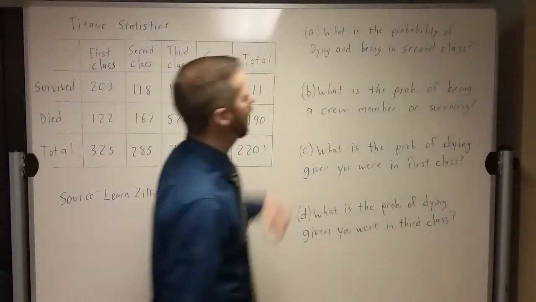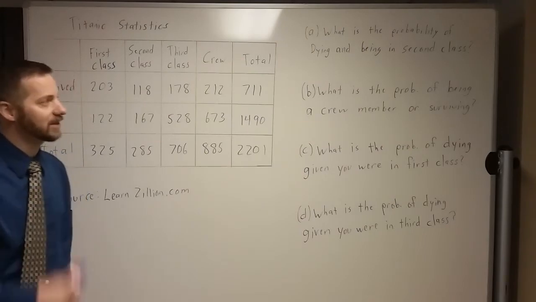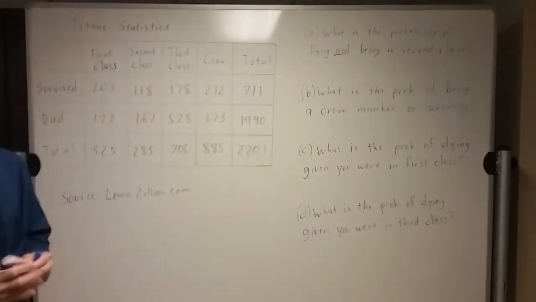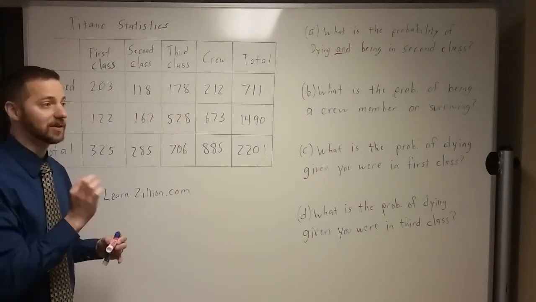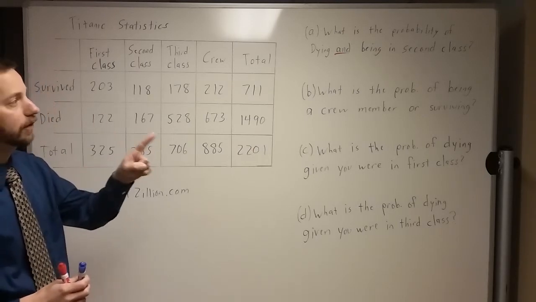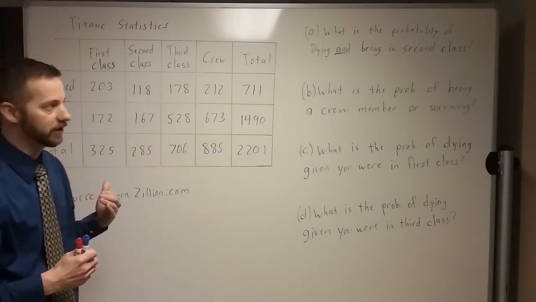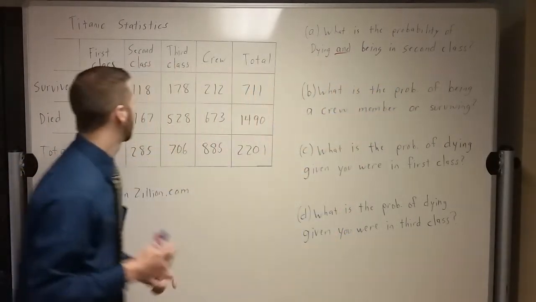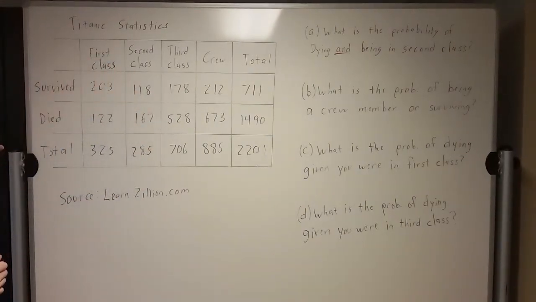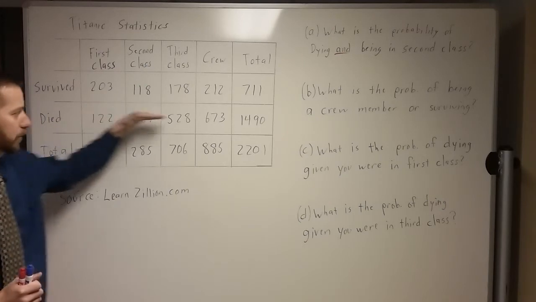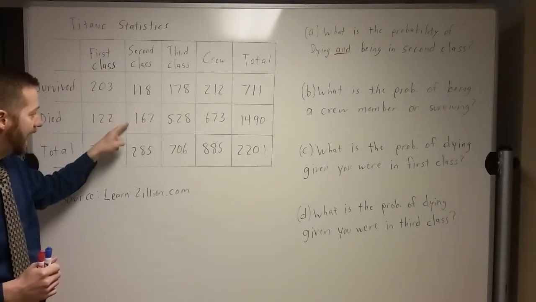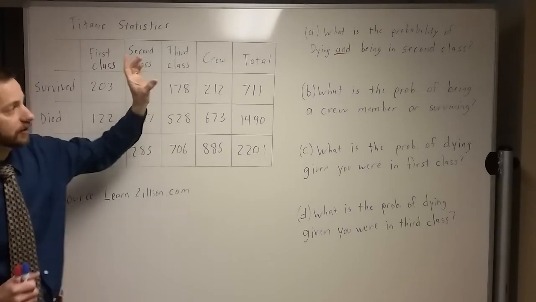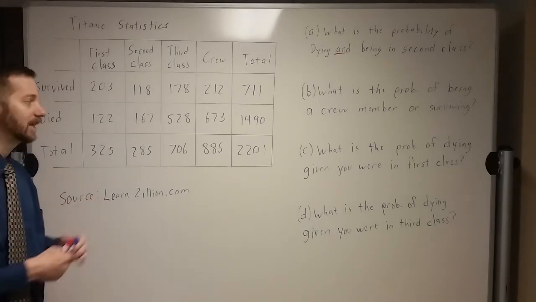First off, what is the probability of dying and being in second class? Remember, we've mentioned this a couple times: "and" is really an operator that tells us what to do. That means both of those things have to happen in order for this to be a desirable outcome. So we want dying and second class both. Looking over here, here's all the people in second class, here's all the people who died, and here's the people who died and were in second class, which means 167 people satisfied both of those.